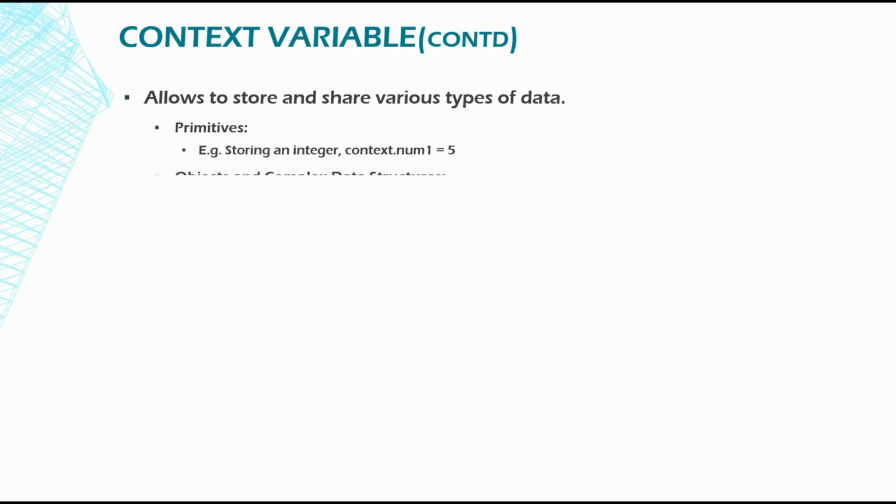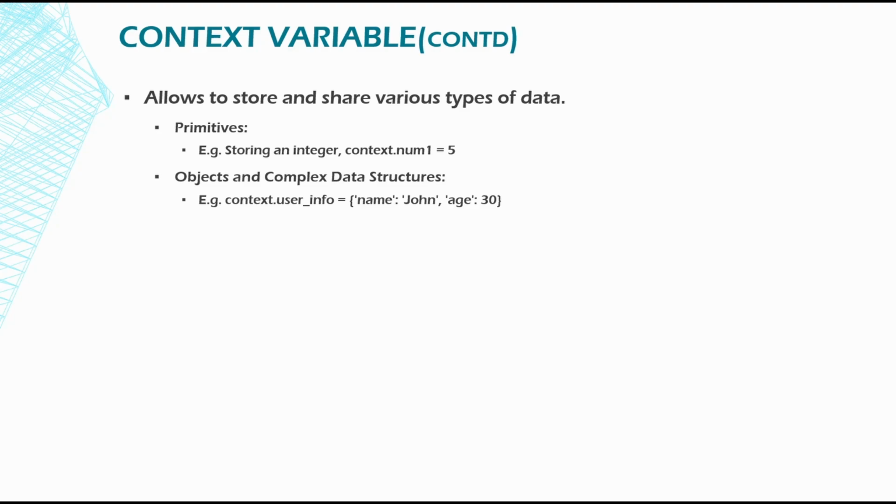You can also store objects and other complex data structures of Python. The context variable can hold more complex data structures, including dictionaries, lists, and other custom Python objects. This is useful when you need to pass or share structured data between different steps. You can see an example of storing a dictionary here. So context.user_info, and you can see we are storing a dictionary with name and age. And the same way, you can access the dictionary, but you need to prepend context dot to your actual variable name. In our case, it is user_info.